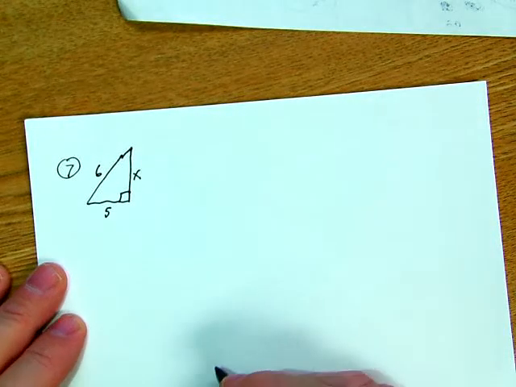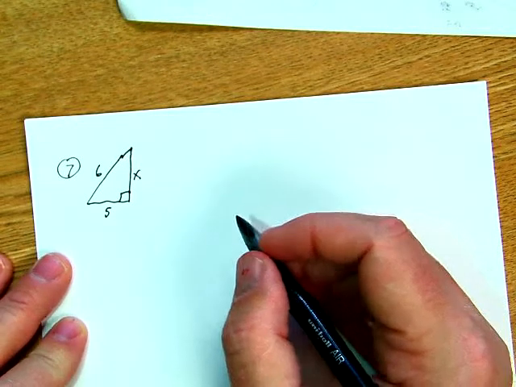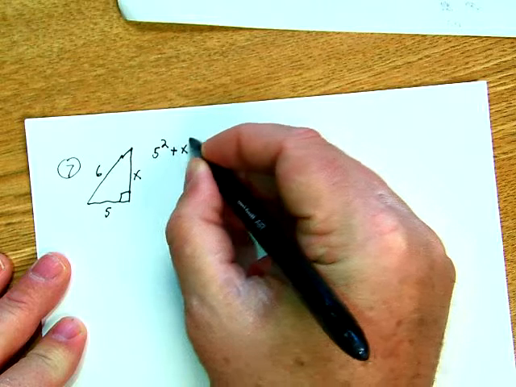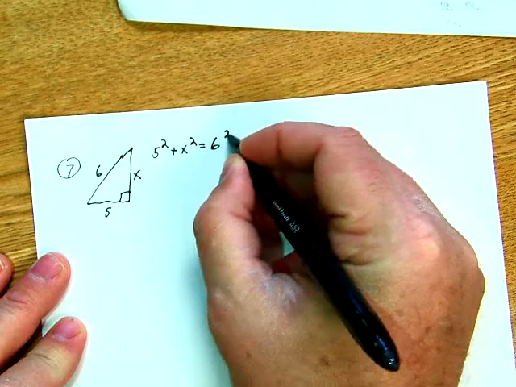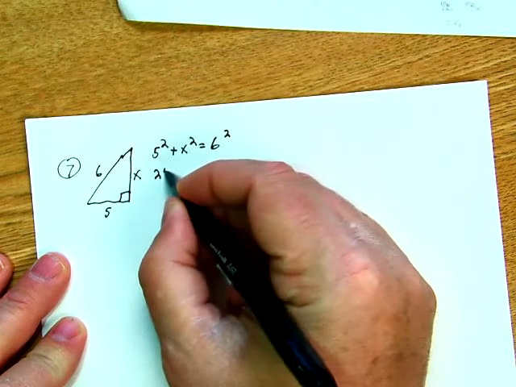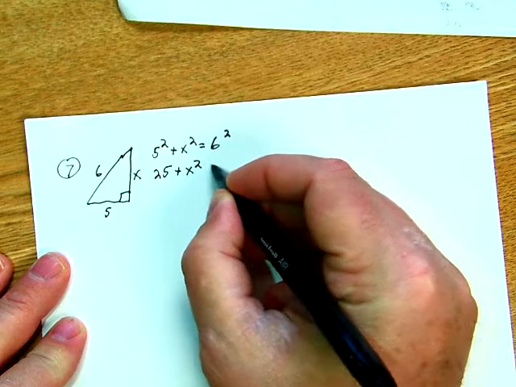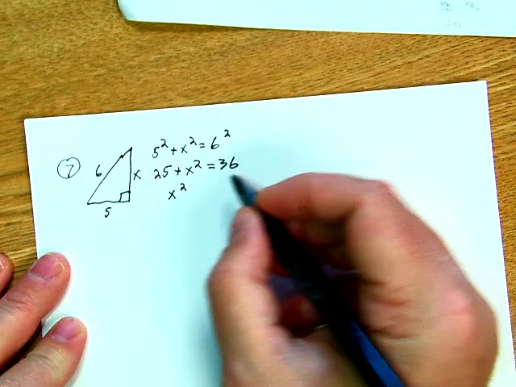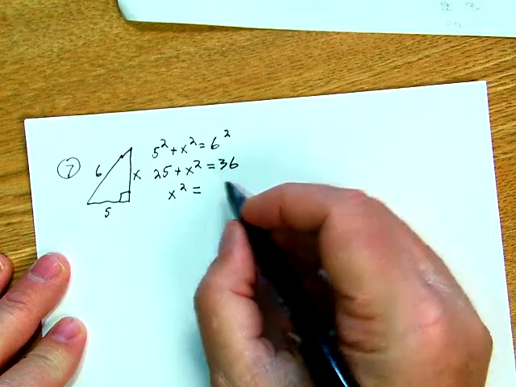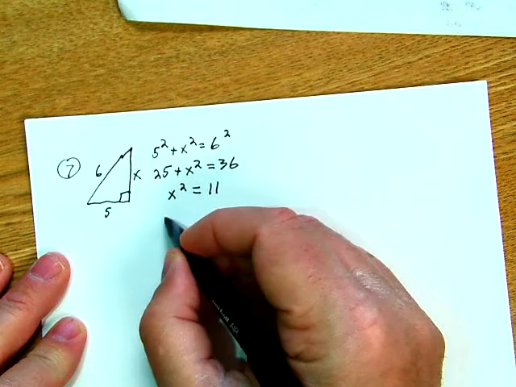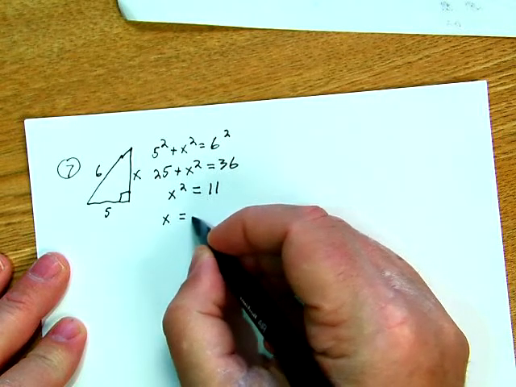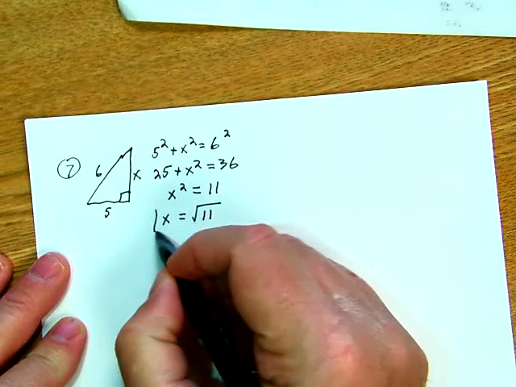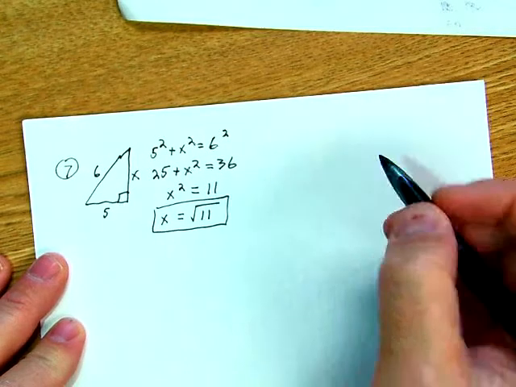Okay, so in this one, we're just going to use the Pythagorean theorem. We're going to say 5 squared plus x squared is equal to 6 squared. That gives us 25 plus x squared is equal to 36. Subtracting 25 from each side, we get x squared is equal to 11. And finally, x is equal to the square root of 11.